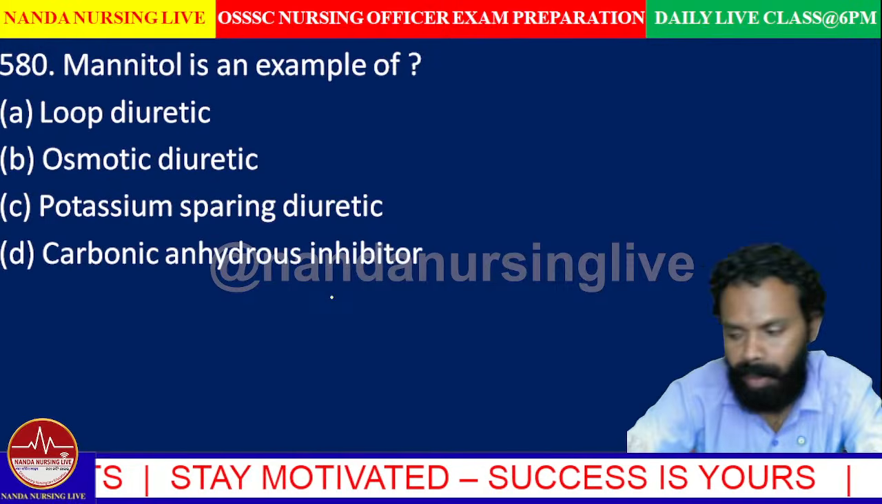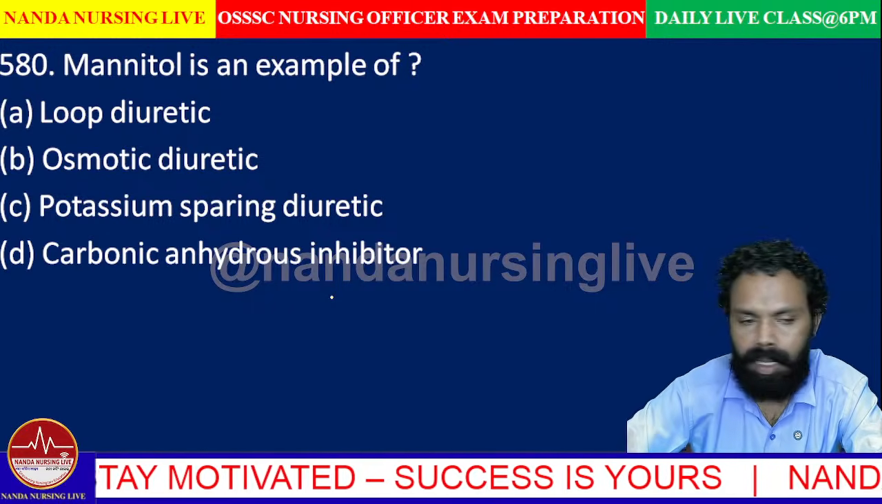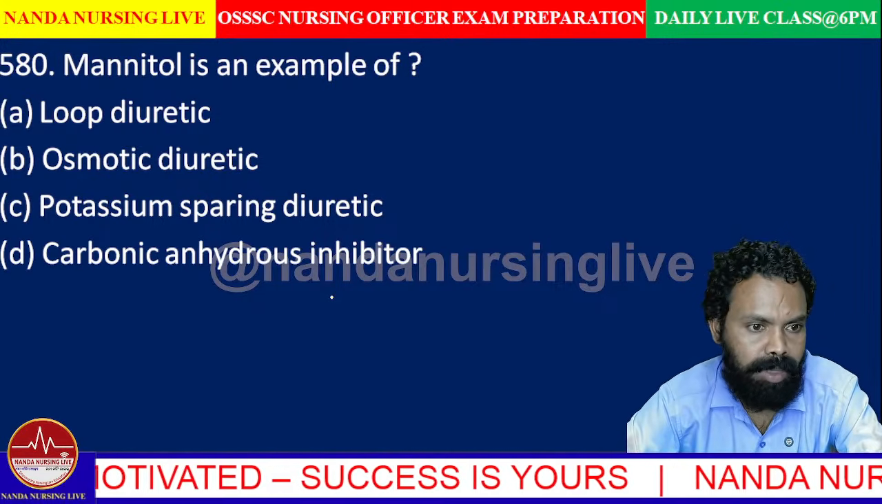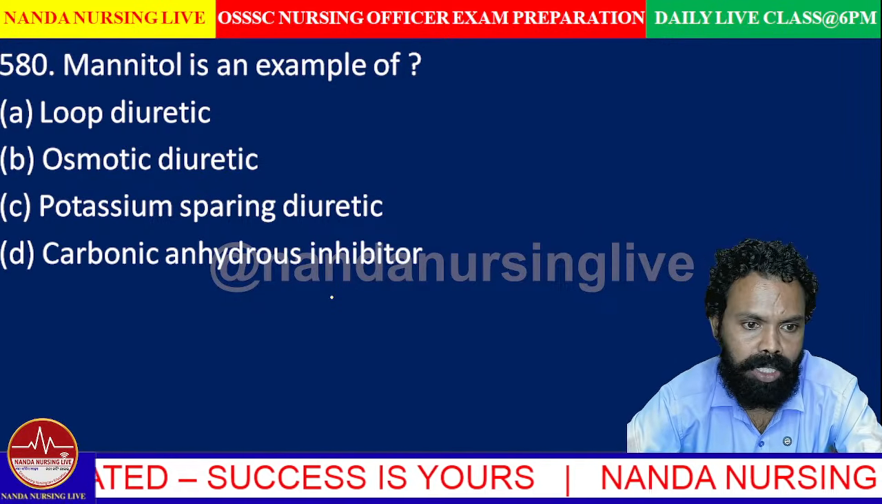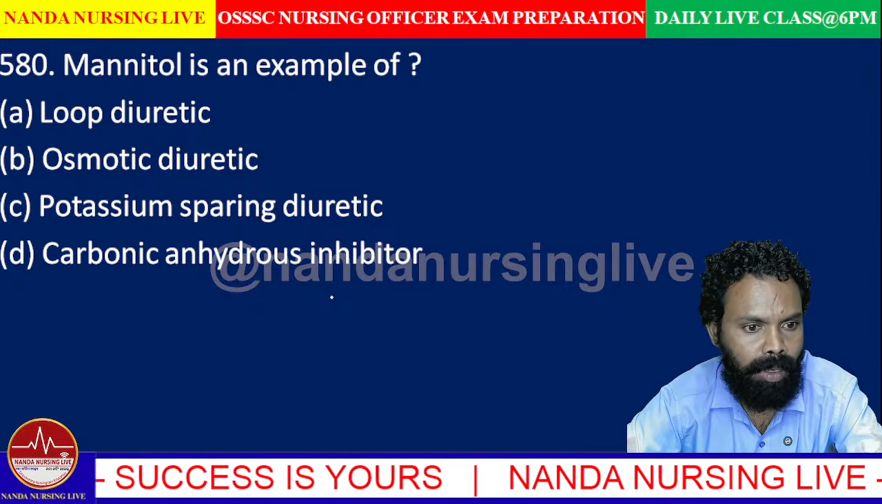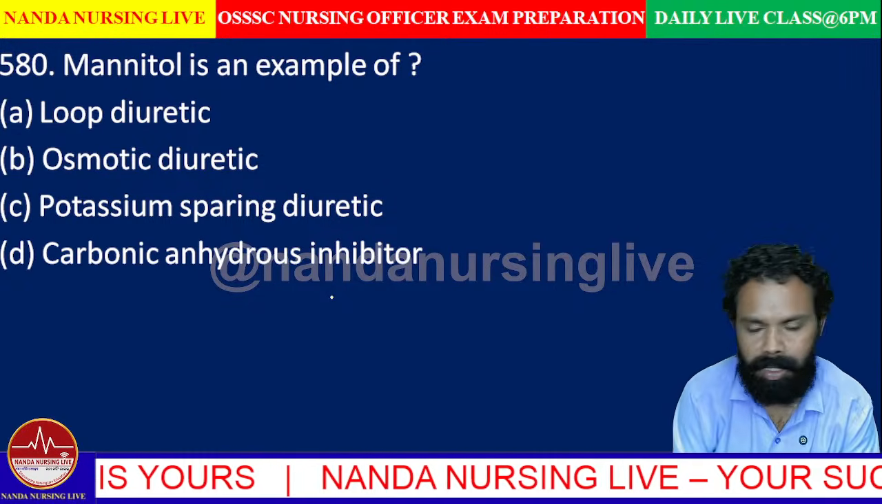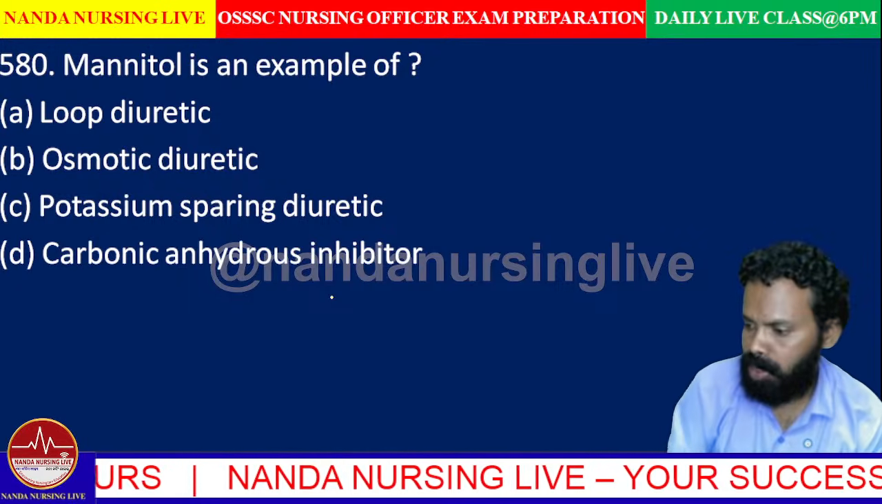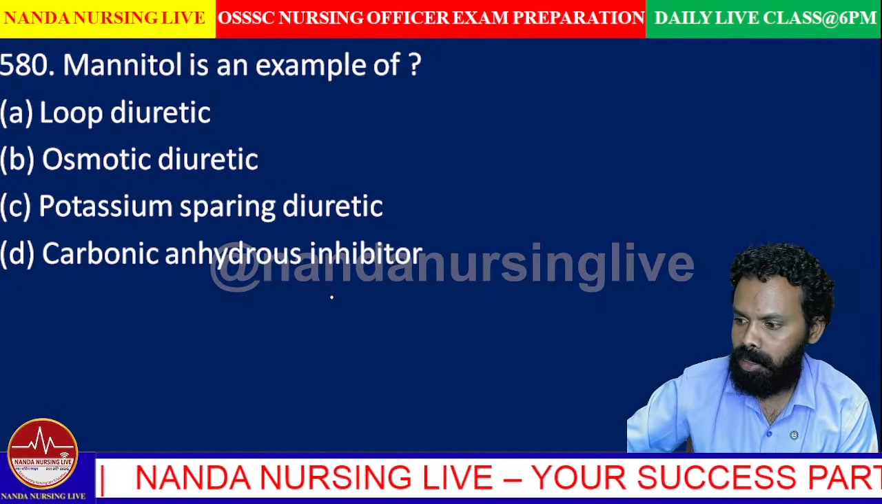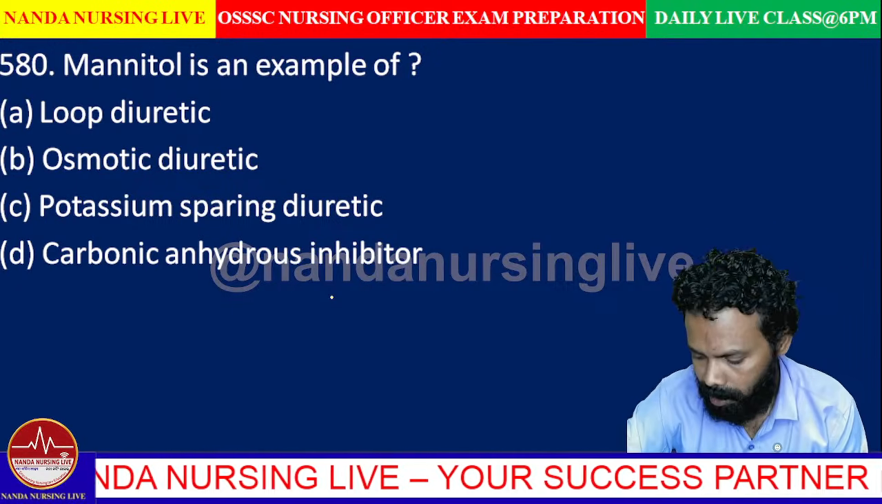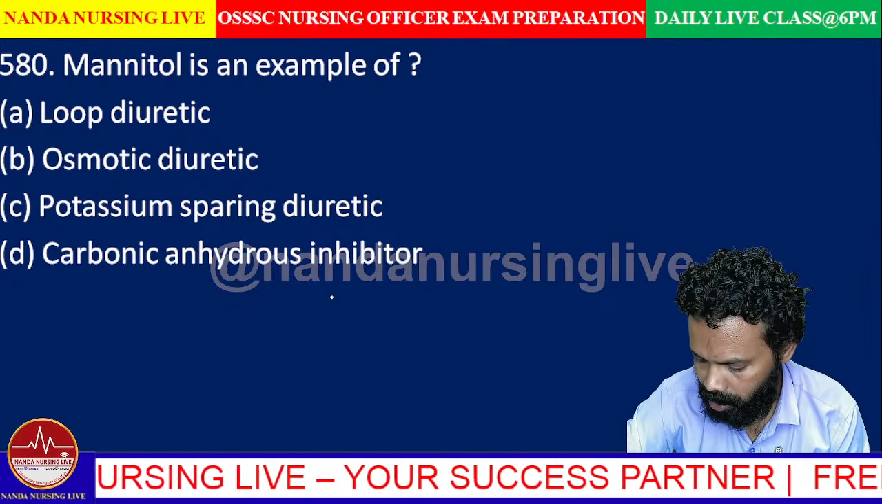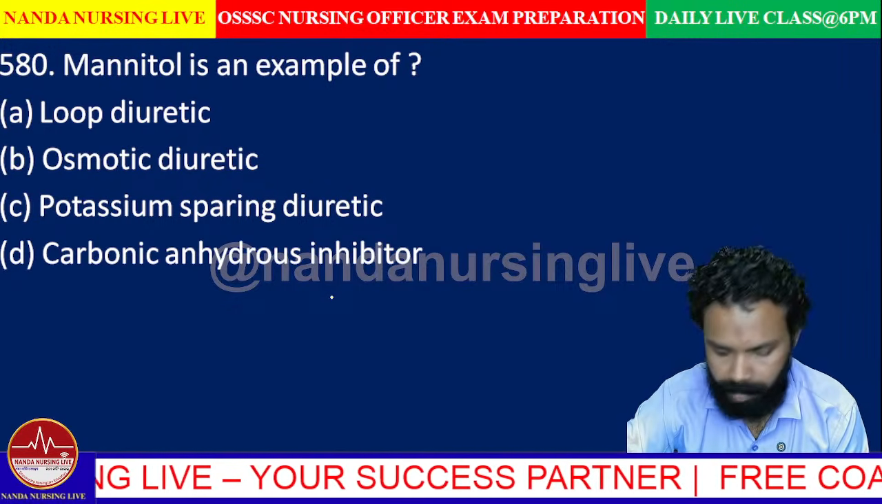Next question, question number 580. Mannitol is an example of: option A loop diuretic, option B osmotic diuretic, option C potassium-sparing diuretic, option D carbonic anhydrase inhibitors. Answer it correctly, without going wrong.